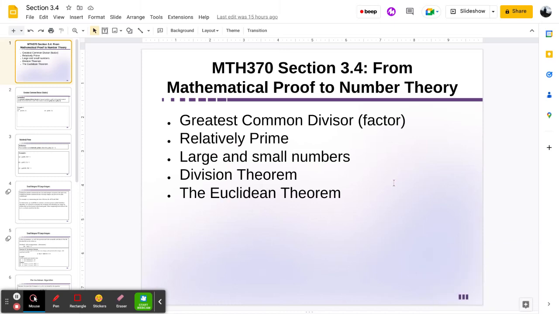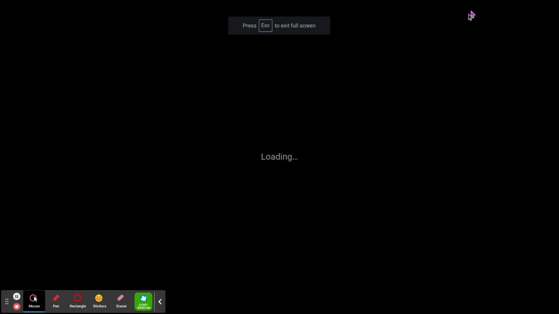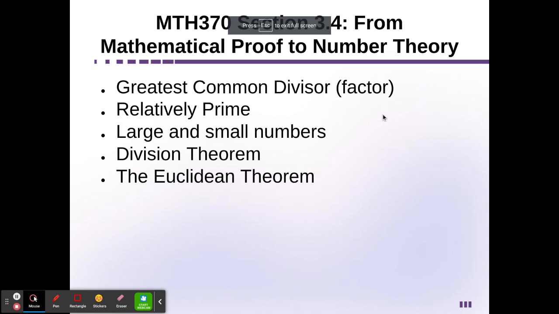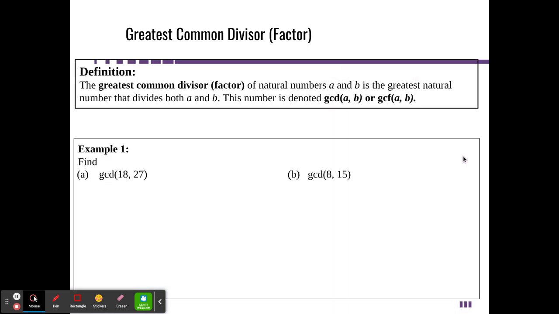All right, section 3.4, looking at mathematical proof of number theorem, or I'm sorry, to number theory. In this case, we're really just establishing some baseline things that are going to possibly pop up later. We're not actually doing any proofs. So that's kind of a fun reprieve, I think, if you ask me.